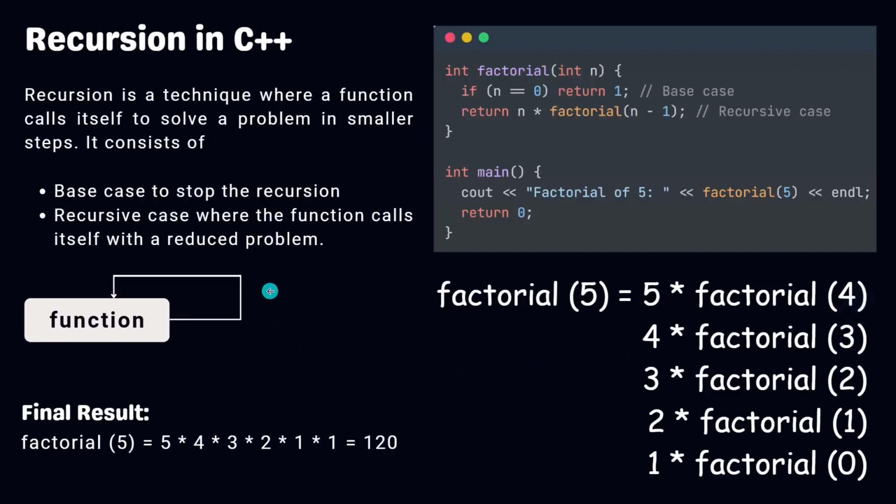Now what is recursion? Recursion is a technique. That means it is a function that calls itself. That means I am writing a function that calls itself. So recursion is a technique where a function calls itself to solve a problem in smaller steps.